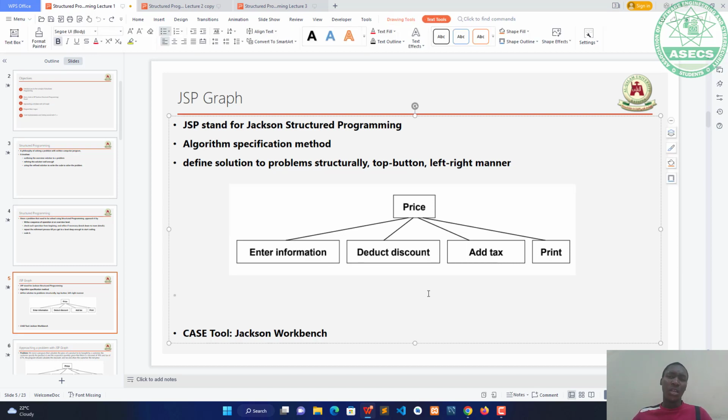Kuma shi JSP graph yana da nashi symbols shi ma kamar da su flowchart suke da symbols. Yana da normal box nashi wanda shi ne ake ce ma sequence for sequencing kenan. Yana da for iteration kuma yana da for selection. So inshallah we'll talk about them in detail in the upcoming slides. But for now, this is just JSP graph.